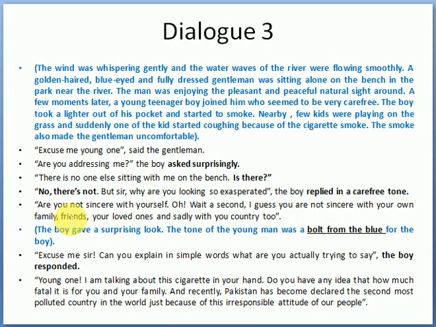Moving on to dialogue number 3, we see very vividly and beautifully that the place has been described, as well as the characters. A golden haired, blue eyed and fully dressed gentleman was sitting alone on the bench. The man was enjoying the pleasant and peaceful natural sight around. The second character is a young teenage boy who joined him. So the description of the place as well as that of the characters is given.